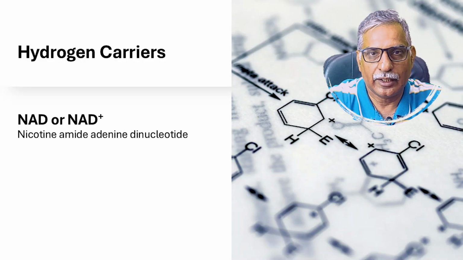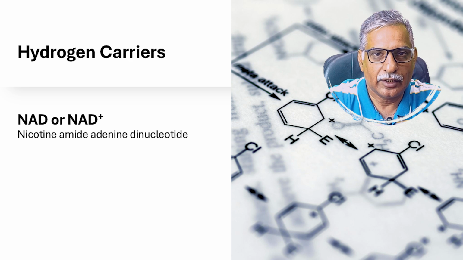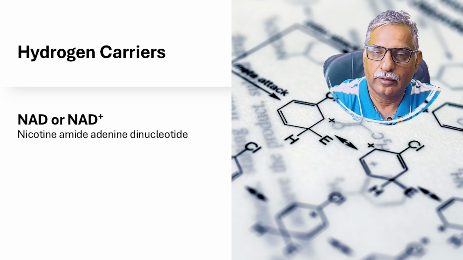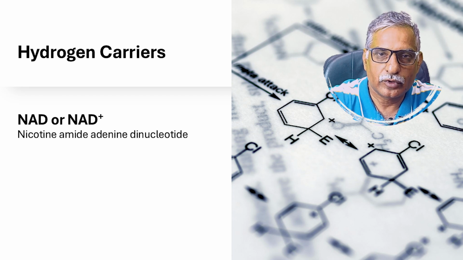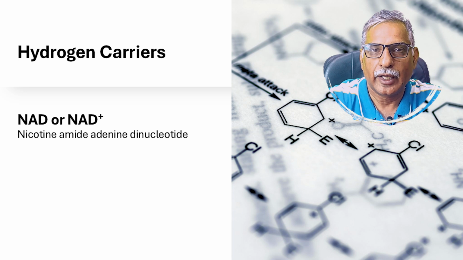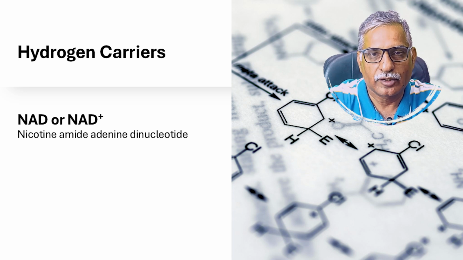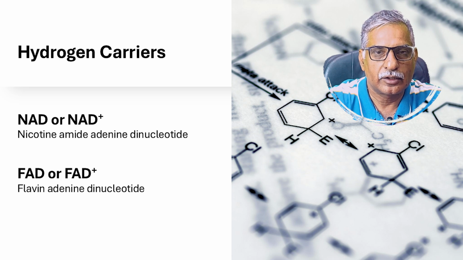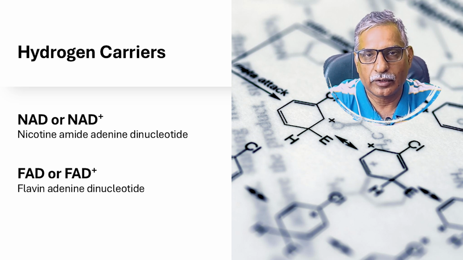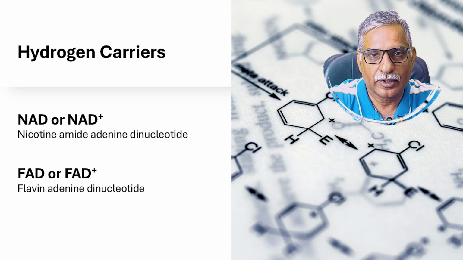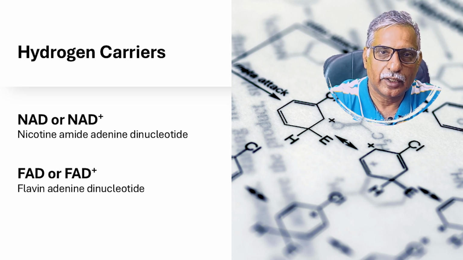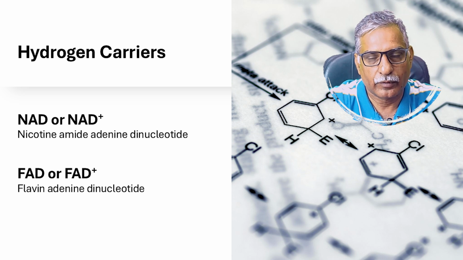The first is NAD, and its complete name is nicotinamide adenine dinucleotide. When it accepts hydrogen, it is reduced and is named reduced NAD. Similarly, another hydrogen carrier is FAD, known as flavin adenine dinucleotide. When it accepts hydrogen that has been released during the oxidation process, it is turned into reduced FAD.